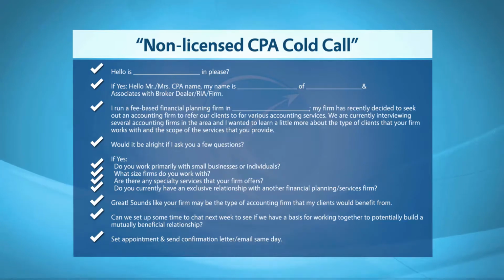If the answer is yes to asking a few questions, here are the questions. Do you primarily work with small businesses or individuals? What size firms do you work with? Are there any specialty services? And then, do you currently have an exclusive relationship with another financial planning firm? It's okay if they say yes. Almost any accounting firm will have some relationship with a financial planning firm. What you want to make sure is it's not exclusive. If it is exclusive and they do what we do for a living, that call turns into a recruiting call, as opposed to a relationship-making call.